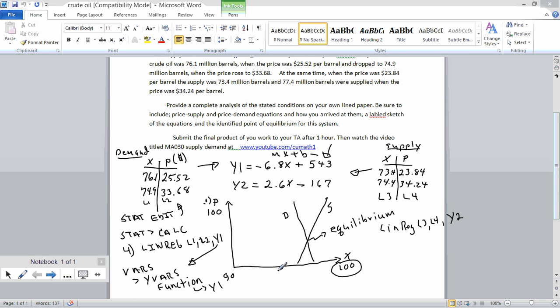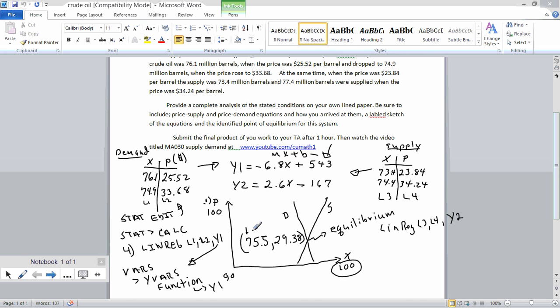Then from there, if you do the intersection option, which you get by doing a second and a trace, first curve, second curve, all that sort of thing, you will find that this equilibrium point right here, where that market is going if things remain fixed, ends up being about 75 and 5/10 million barrels sold worldwide, if the price is around 29.38. So that's my equilibrium point.